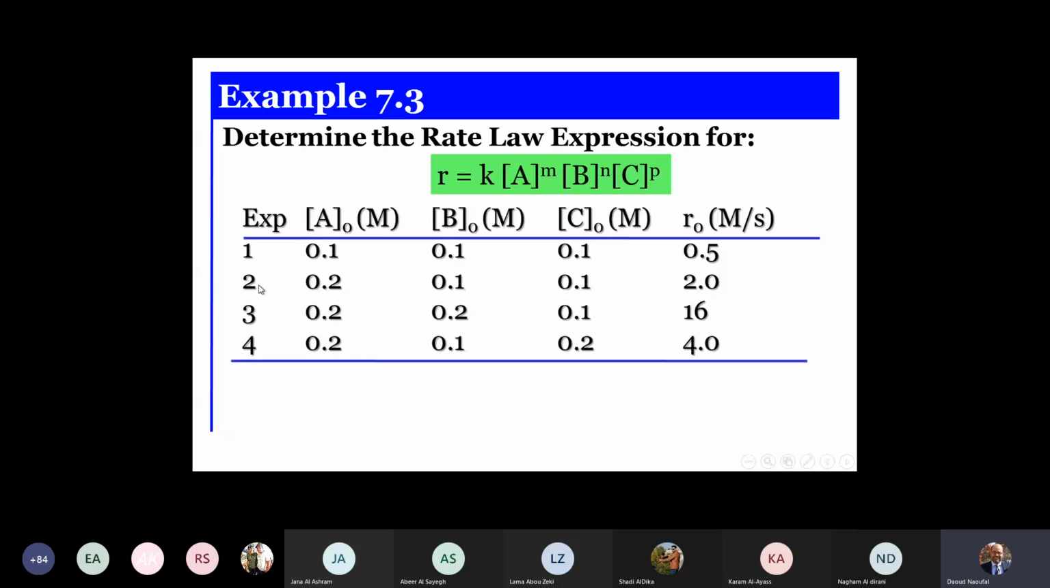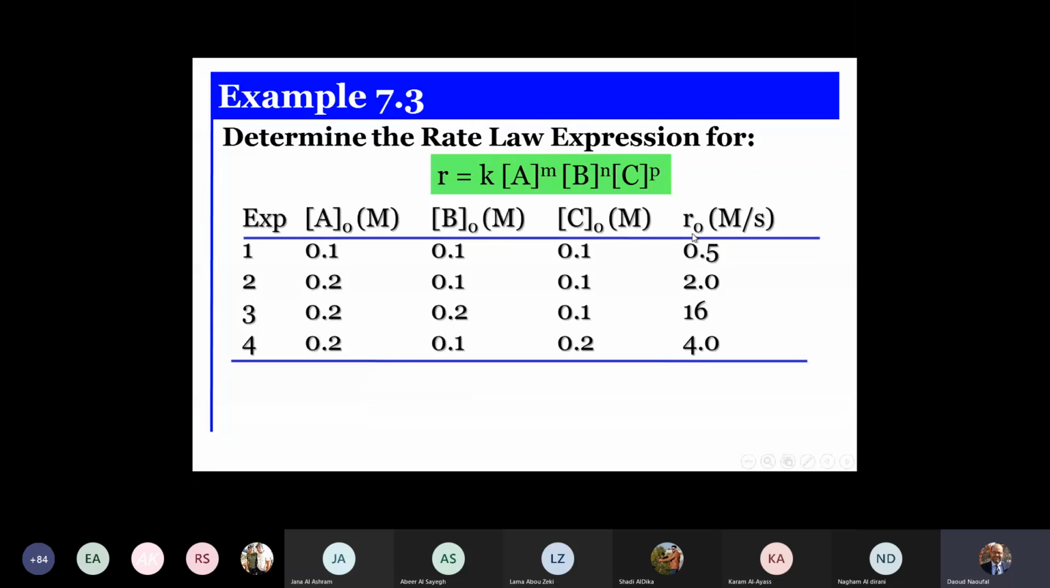Student 2 will write at t equals 0: R02 equals k times 0.2 to the power m times 0.1 to the power n times 0.1 to the power p. And student 3 and student 4 will also apply the rate law expression at t equals 0. In each experiment, we have the value of the rate of the reaction. One of these values obtained in the experiment is the initial rate.